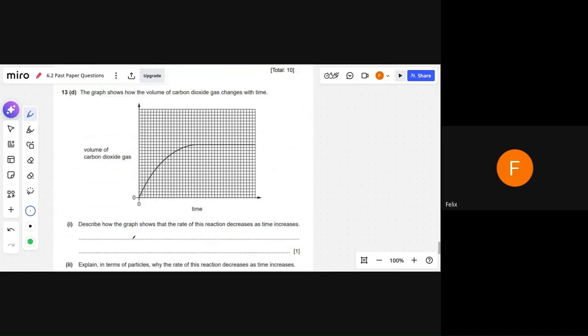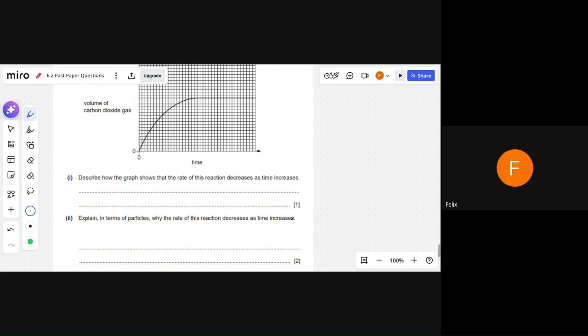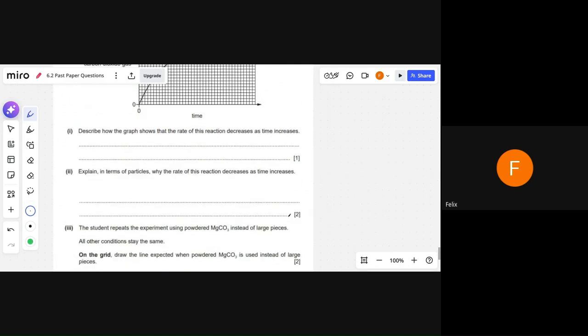So describe how the graph shows that the rate of this reaction decreases as time increases. The same thing, because of the less gradient. We have answered this question before. So the gradient decreases. And explain in terms of particles why the rate of reaction decreases as the time increases. Again, the same thing, because the concentration of particles decreases. So now you can see that the questions have started to repeat, and they are not asking anything new, the same thing again and again.